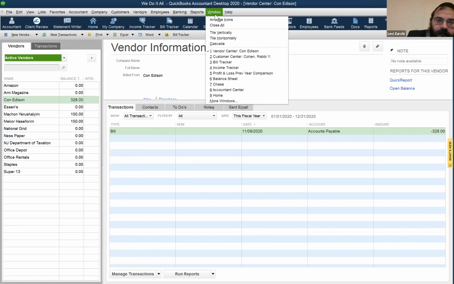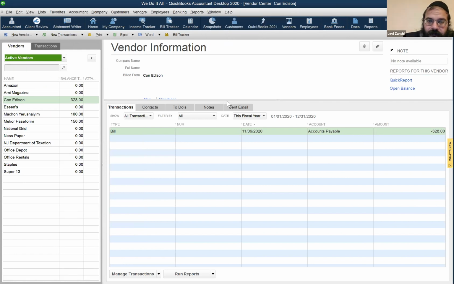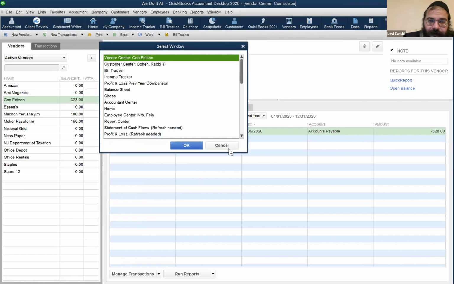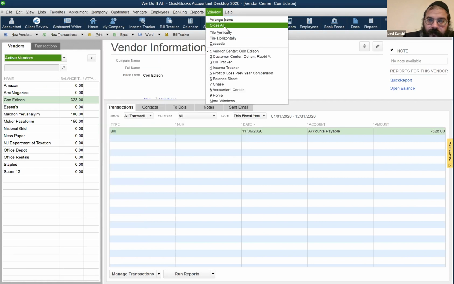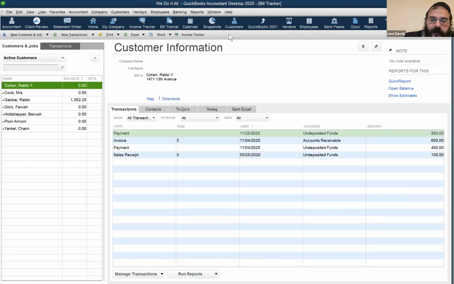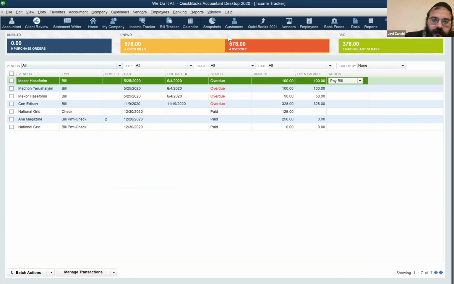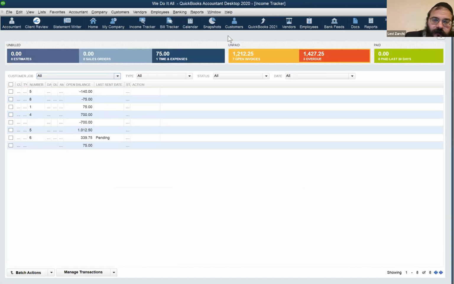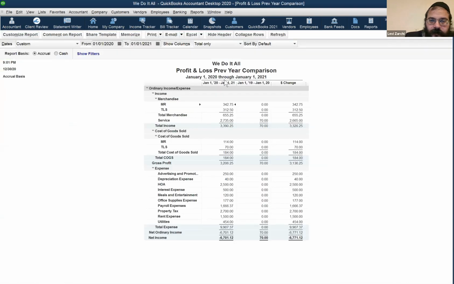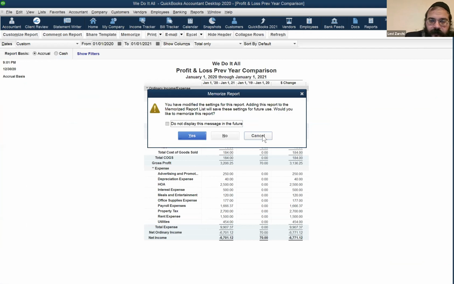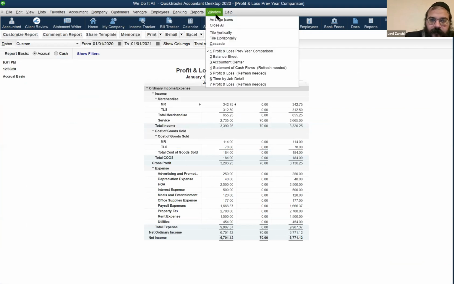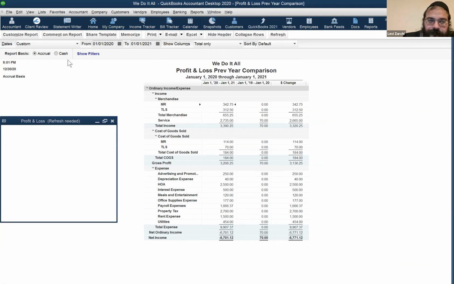And window, we have so many windows open here. I want to close some. So I go window, close all. We'll close most of them until it gets stuck by a question. I want to save report, not save report, memorize report. So I press cancel, and now it's going to stop it from closing more windows. So I still have a balance sheet open, and I still have a profit and loss open.